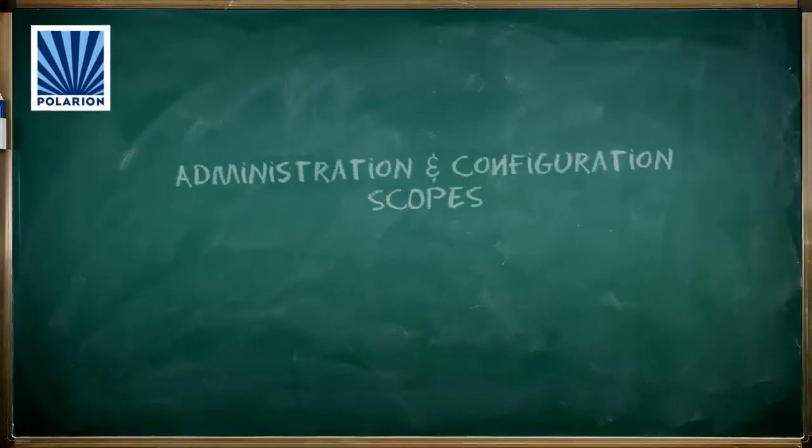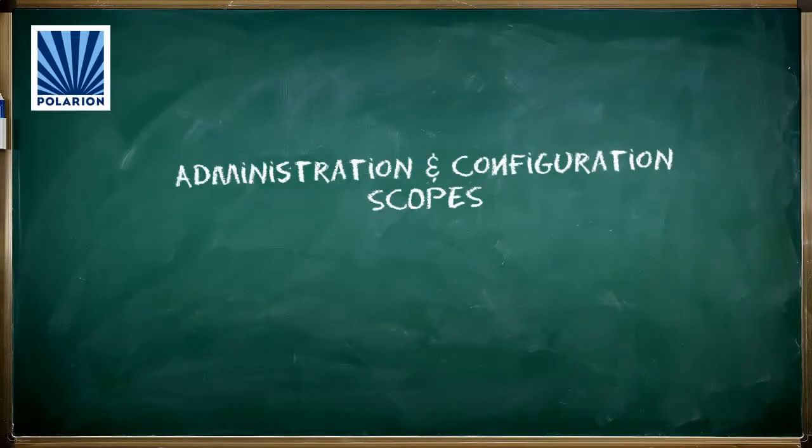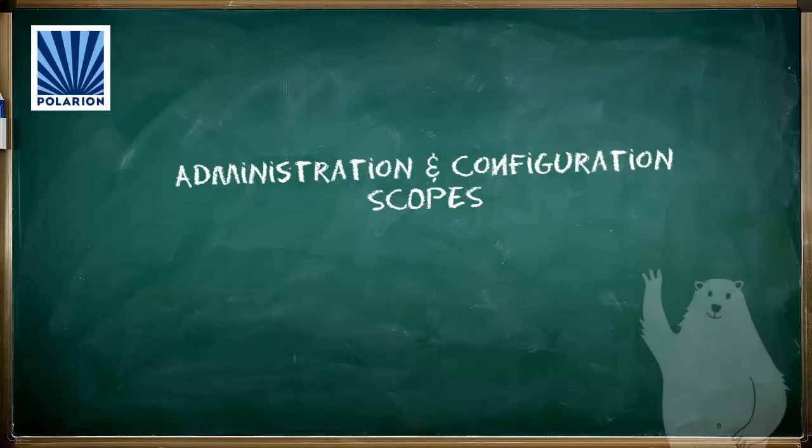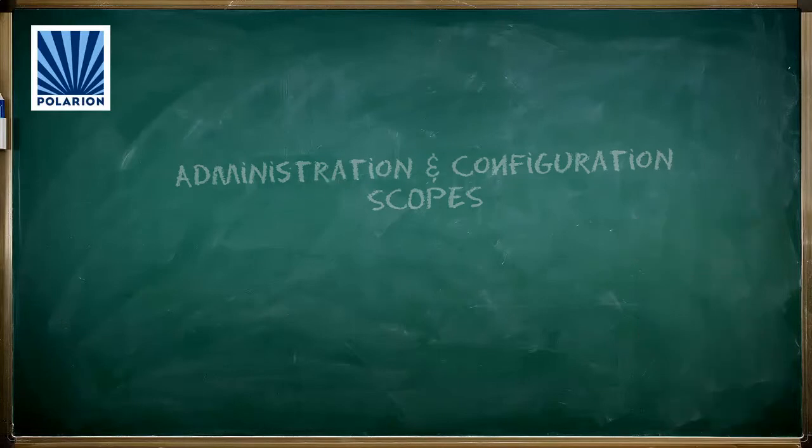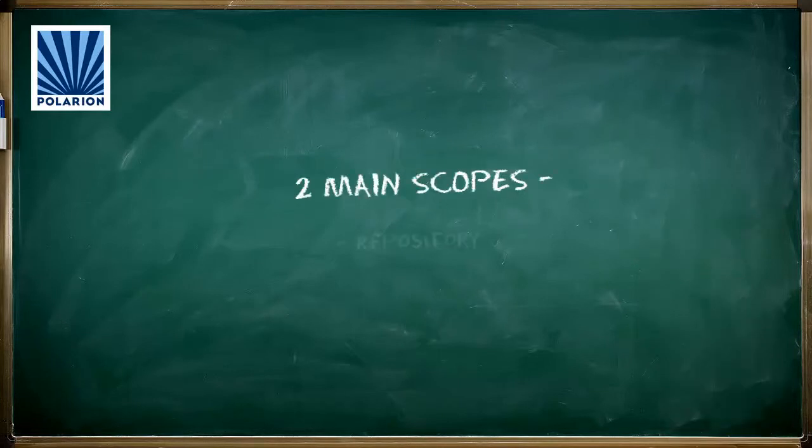A stumbling block for some new Polarian administrators is understanding the different scopes of administration and configuration. It's really not too difficult, and once you see how it works, you'll probably be able to jump right in. The two main scopes for Polarian admin and config activities are repository and project.